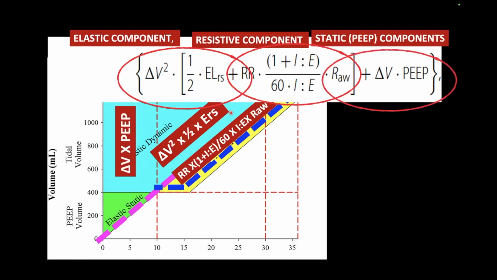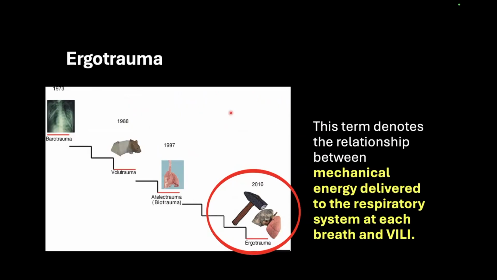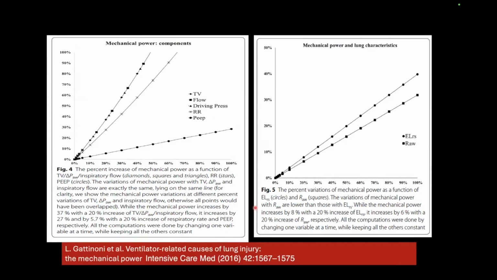This is basically a modification of the equation of motion. And when these things are multiplied by respiratory rate, then you get mechanical power, which is expressed in joules per minute. And the term ergotrauma basically means mechanical energy delivered to the respiratory system and causing ventilator-induced lung injury. The advantage of a mathematical description of mechanical power is that it enables quantification of the relative contribution of its different components like tidal volume, respiratory rate, airway pressures, IE ratio, gas flow, etc. And it anticipates the effect of their change.